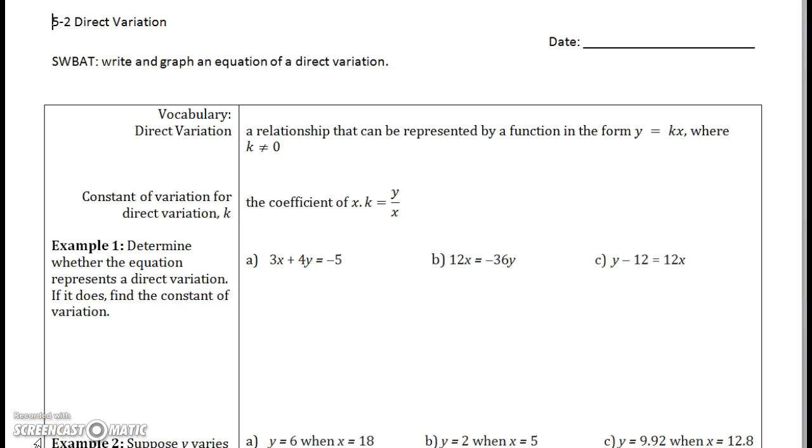Hello, beautiful people. Today we're going to be talking about 5-2 direct variation, also known as direct variation. Depends on who you're talking to. Your SWABAT is going to be to write and graph an equation of direct variation. A little bit of vocabulary.